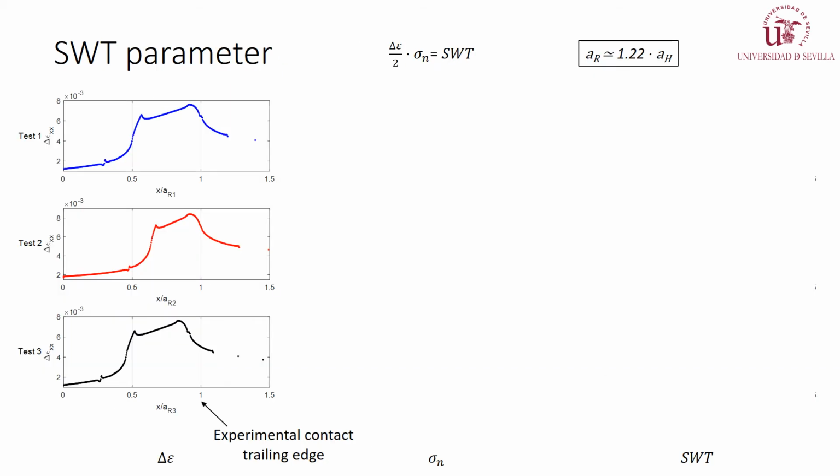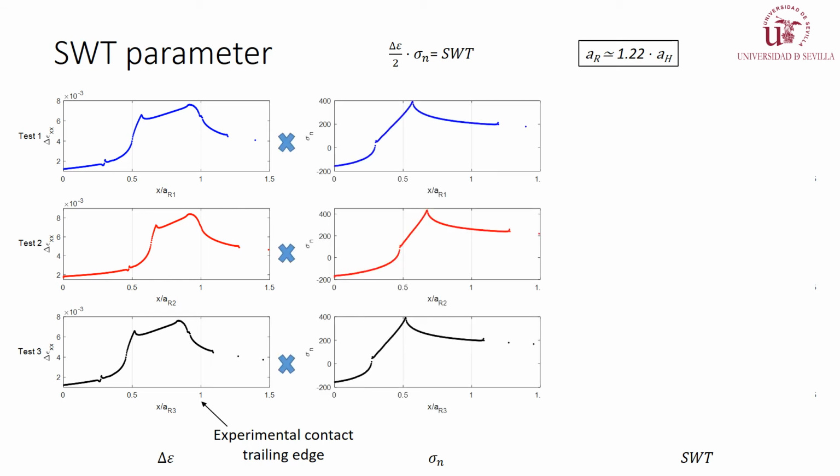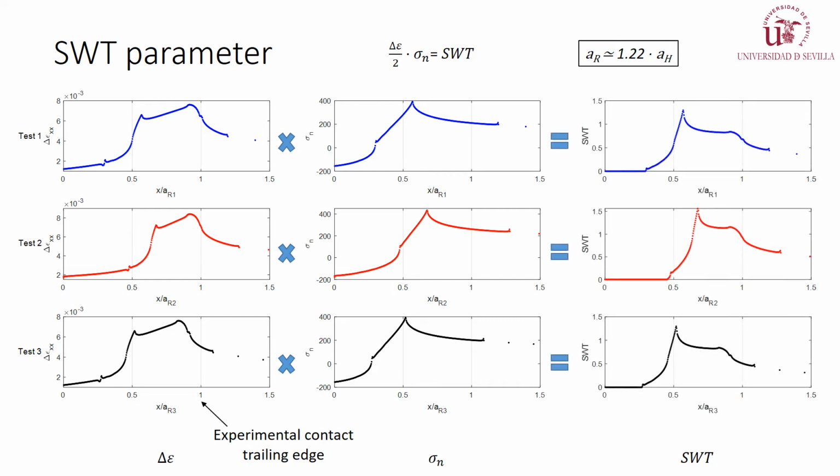On the following slide, we are trying to analyze which parameter is able to properly capture the hotspot when rolling is considered. In the first column of graphs shown here, you can see the cycle strain range of each test in the axial direction. Note that in all the graphs the x-coordinate on the abscissa is made dimensionless by the corresponding experimental semi-width of each test, AR1, AR2, and AR3. The second column of graphs shows on the ordinate the maximum normal stress in the axial direction, and the third column shows the Smith-Watson-Topper parameter, which is the result of a multiplication of the first and the second columns of graphs.